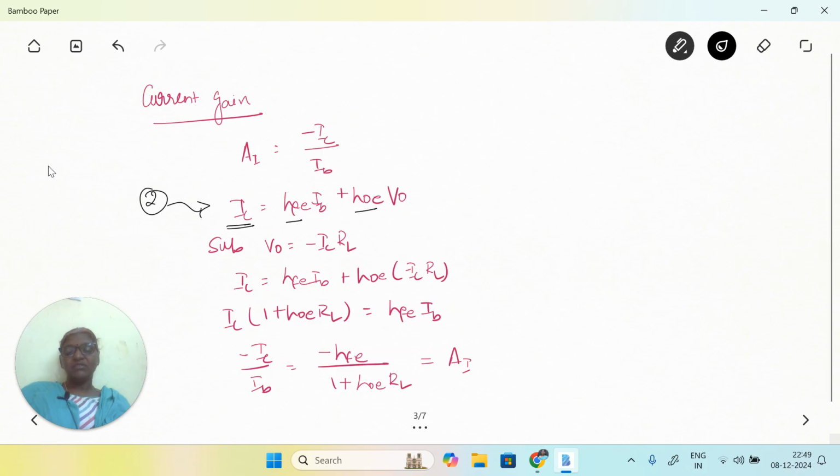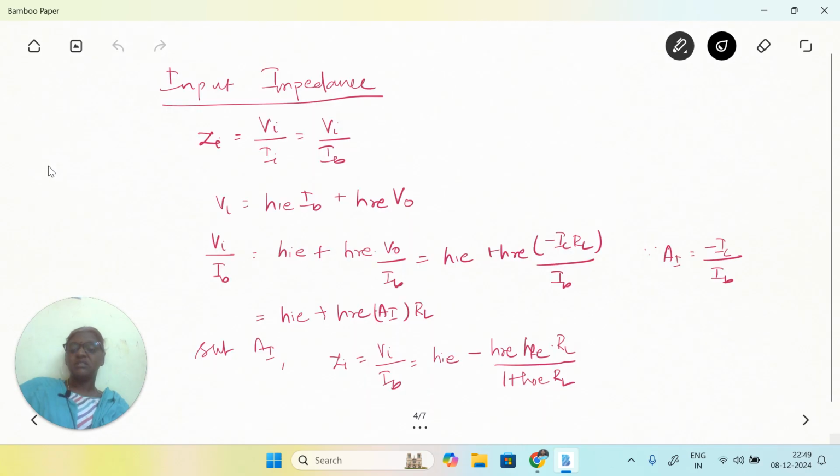Substituting the value of Vo is equal to minus Ic into RL, it can be written as hfe into Ib plus hoe into minus Ic into RL. So collecting the Ic together, we get Ic times (1 plus hoe RL) is equal to hfe into Ib. So the ratio Ic by Ib is hfe divided by 1 plus hoe into RL, which is also known as the current gain equation.